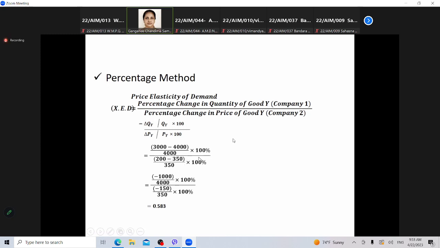change. Then this is 1000 divided by 4000. This is 150 divided by 350. And taking the percentage we can cancel. And the answer is 0.583. Hope the answer is correct. Now, understood?